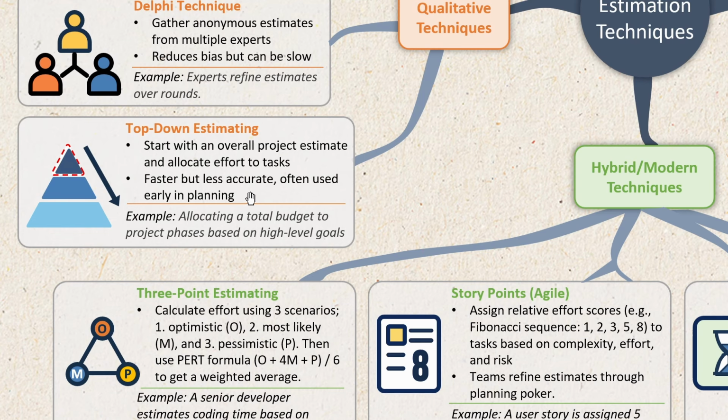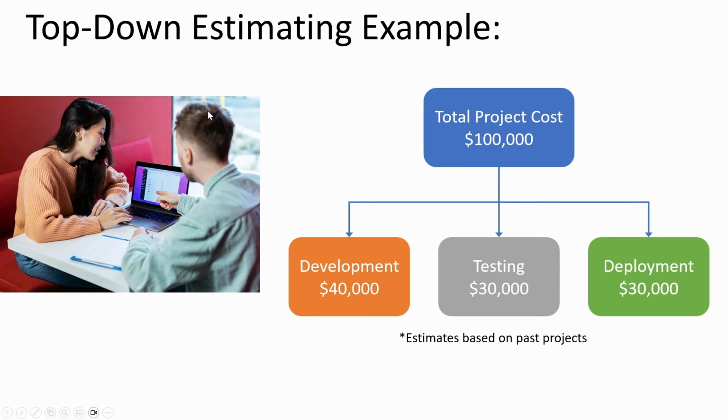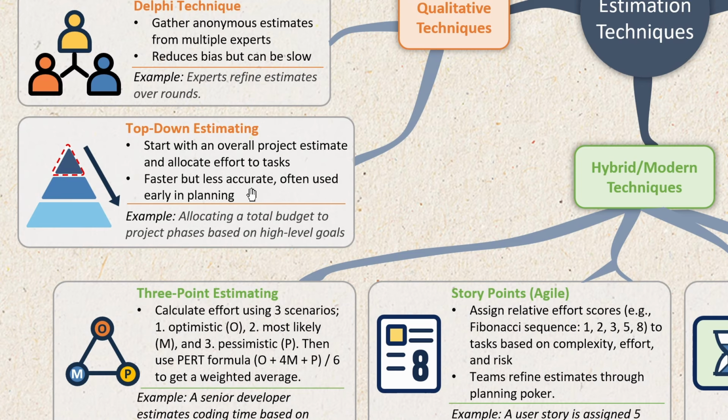A specific example could be a project manager estimates a $100,000 software project and, let's say, allocates $40,000 to development, $30,000 to testing, and another $30,000 to deployment based on their past project experience. These are ballpark estimates, and of course, as you start working on it, you encounter problems and these estimates could change. It gives you a good starting point to begin with.